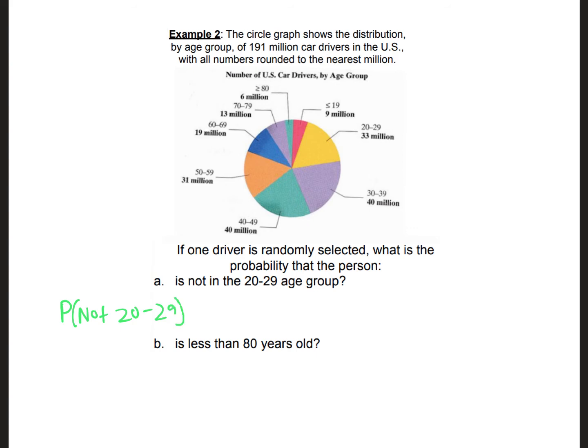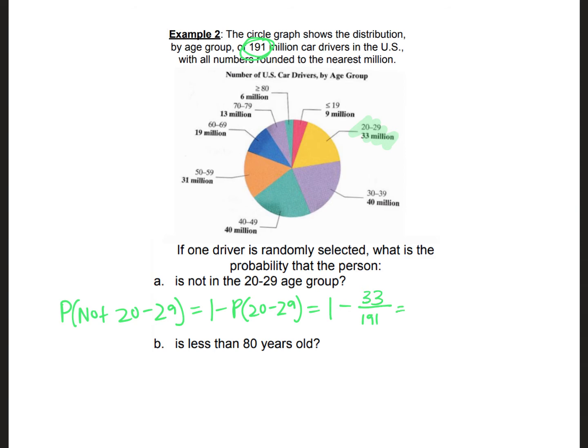So if I want to do that, we are going to do the probability of not 20 to 29. That's the same as 1 minus the probability that you are 20 to 29. So we're going to do 1 minus, and then for my fraction, we want our total number of people, which they told us at the top was 191. And then in our 20 to 29 age group, we have 33 million people, so we're going to put 33 on top here.